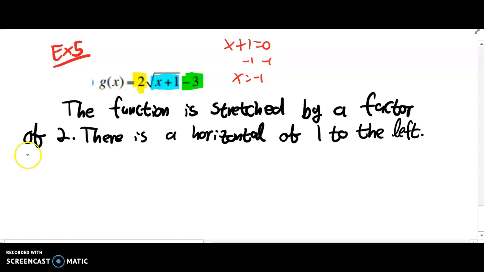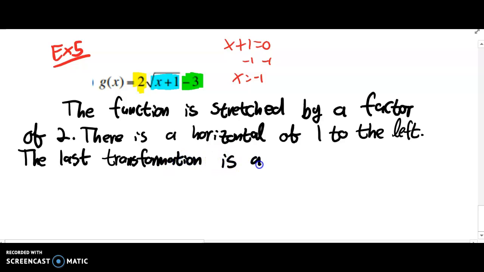So we're going to say the last transformation is a vertical shift 3 down. We could say down 3.